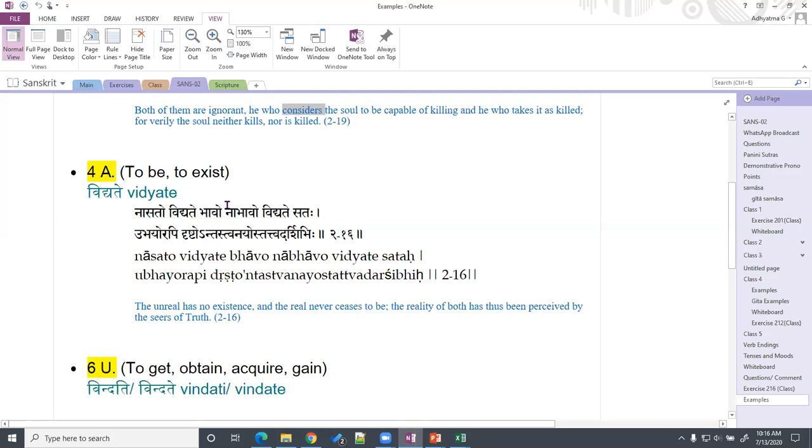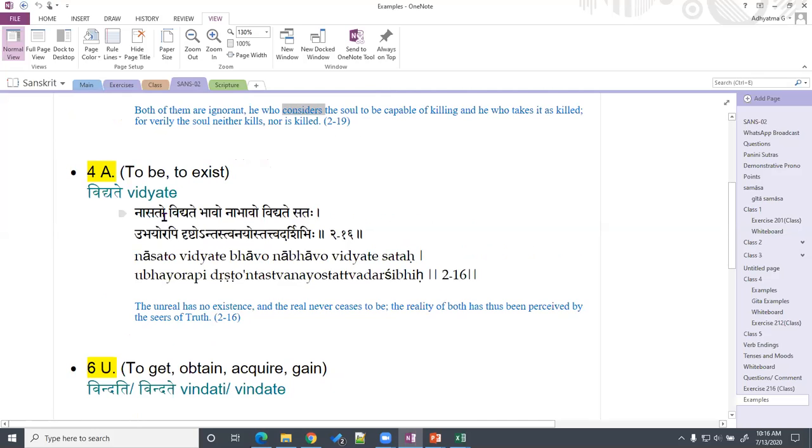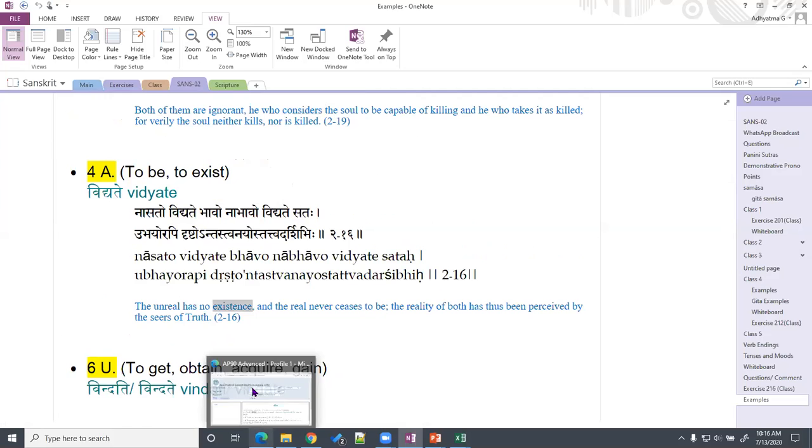So here the meaning changes quite significantly. It means to be or to exist. As you see here, it's to know, to understand. Here it's to be, to exist. And one example in Gita is Nasato Vidyate Bhavo. The unreal has no existence.